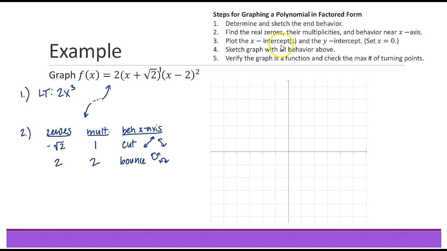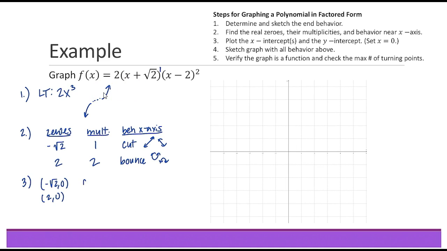So we want to plot the x-intercepts and the y-intercept. Remember, to find a y-intercept, we set x equal to 0. We really already have the x-intercepts. So for part 3, the x-intercepts are going to be negative rad 2, 0, and 2, 0. So those are the real zeros, and those are the x-intercepts. For the y-intercept, we would have to plug 0 into these x's.